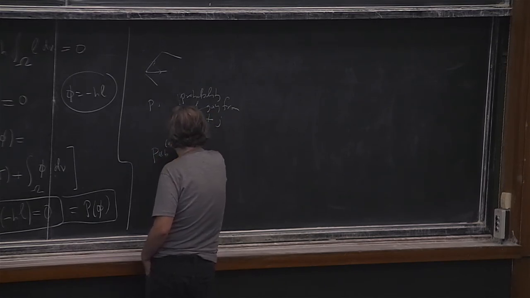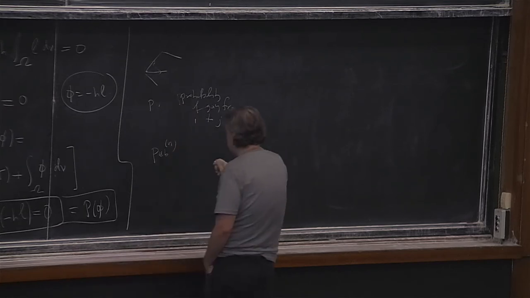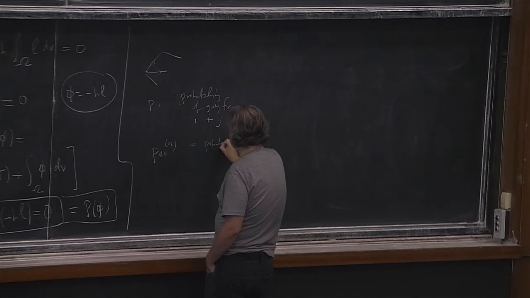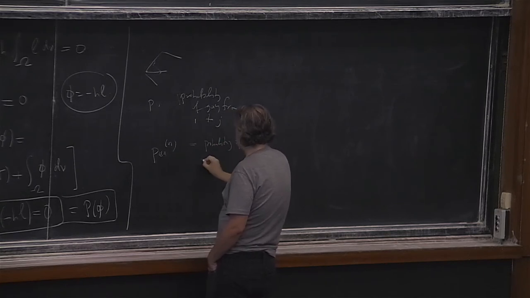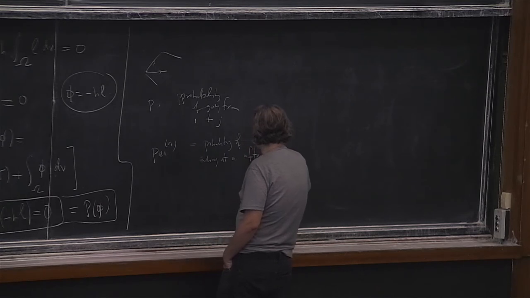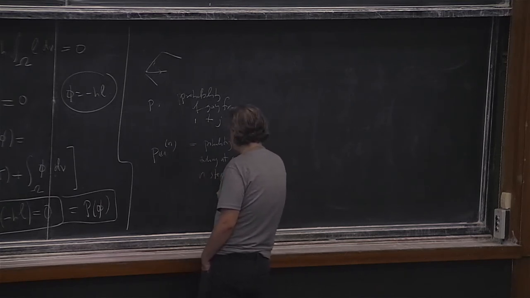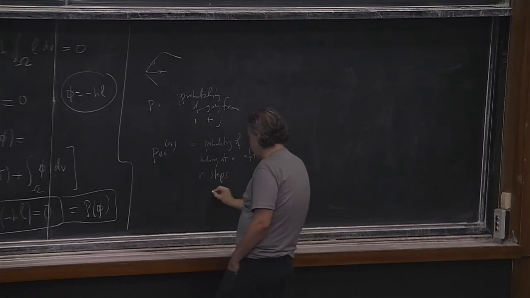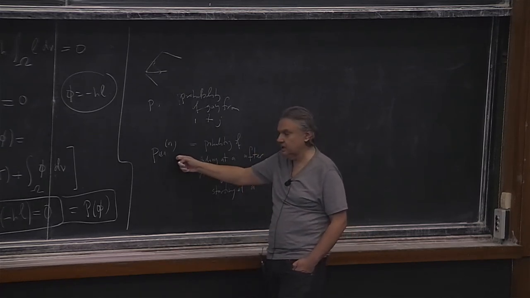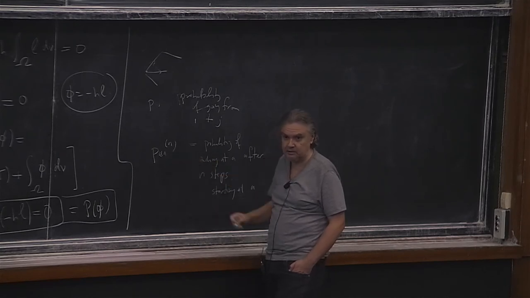P_A^n(A) is actually, I'll just write it this way, P_A^A(n). This is the same thing as the probability of starting at A and ending at A after n steps, provided you start at A. So this is the probability that you're going to start at A, and after n steps, you're going to end up back at A.